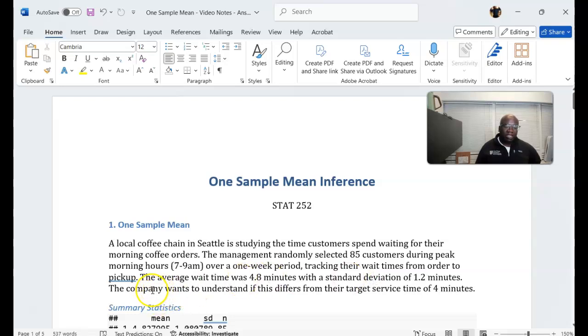Okay, and the company wants to understand if this differs from the target service time of 4 minutes, because if I'm a business owner, I want to make sure that I am serving my customers on time.